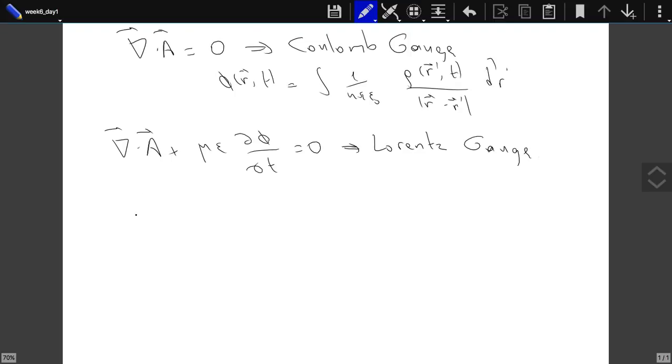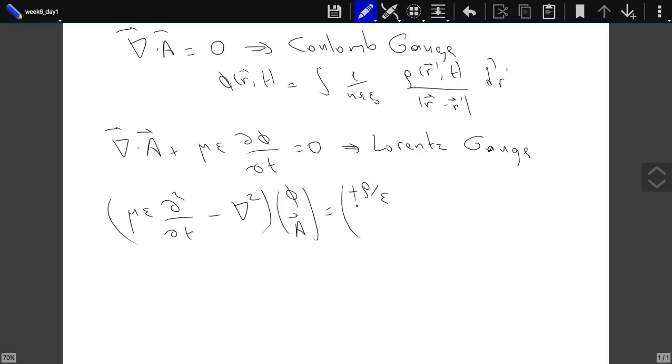So what they satisfy is mu epsilon del squared by del t squared minus the Laplacian acting on either phi or A. If it is acting on phi, it is equal to minus rho over epsilon. If it is acting on A, it is equal to minus mu times j. So these are the equations that we need to solve.